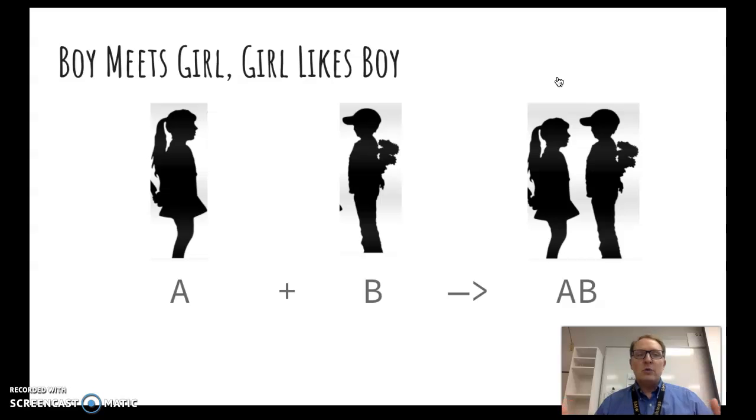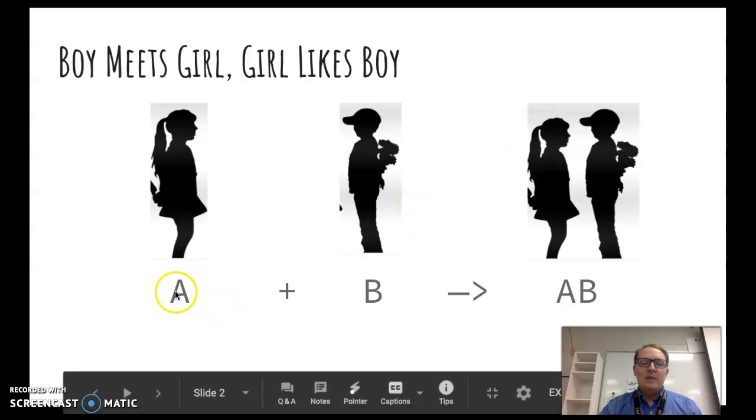The first one is the story of boy meets girl and girl likes boy, right? What in the world does this have to do with chemistry? Well, everything. Don't relationships have a ton to do with chemistry? We're looking for patterns. This is all about pattern recognition. So know that A is not an element on the periodic table. B is, but that's just by chance.